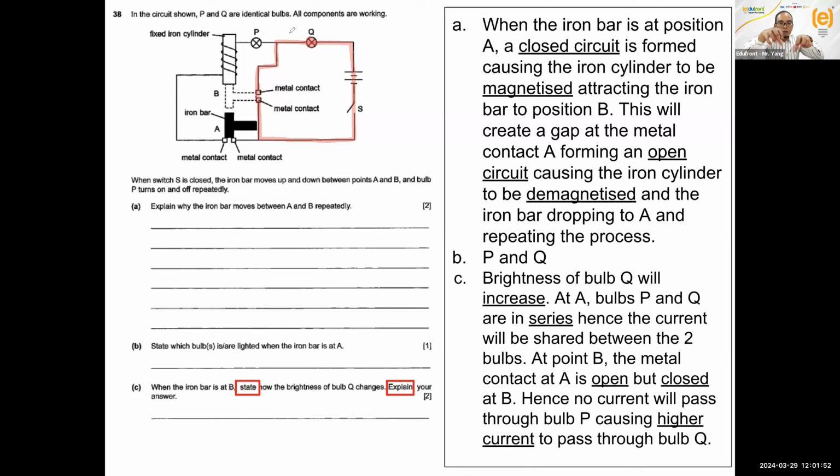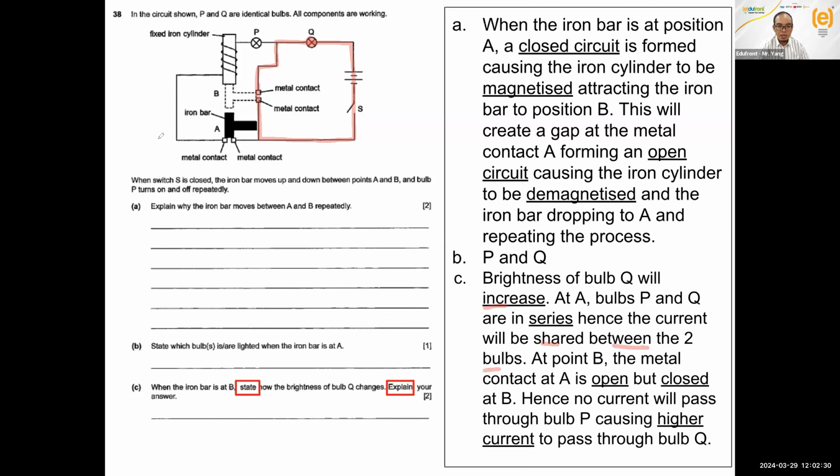And remember, when 2 bulbs are in series, the current has to be shared. That's why it is dimmer. But now, when only 1 bulb has to be lighted, the full amount of current will go to Q. So the bulb in Q will be brighter than before. Understand? So I repeat. Number 1, you mention that the brightness of Q will increase. So this will get you 1 mark. At point A, bulbs P and Q are in series. Hence, the current will be shared between the 2 bulbs. So that's why it becomes dimmer, right?